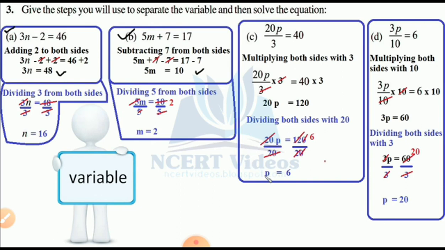Look at the question number 6. Yes. Now D. 3p upon 10 is equal to 6. Put the value to the left side. 6 into 10 is 60, 60 upon 3. That gives you 20.